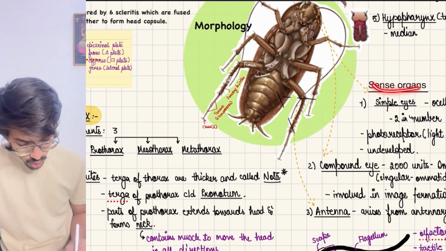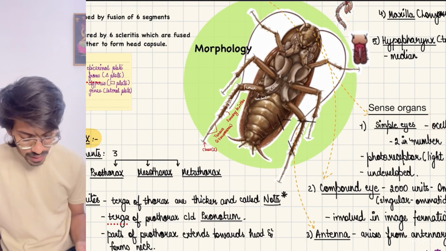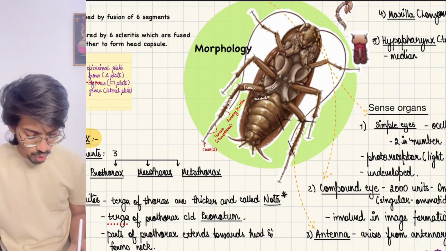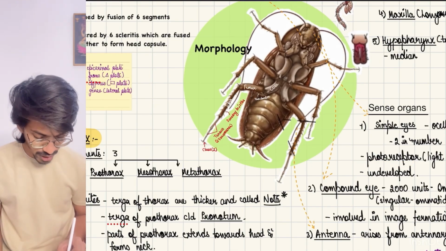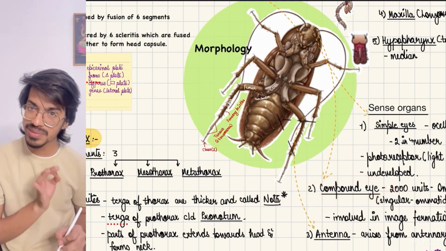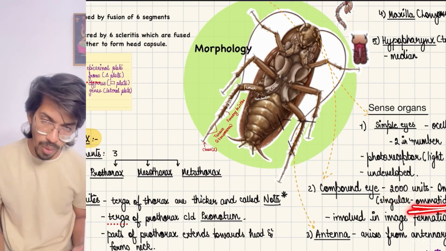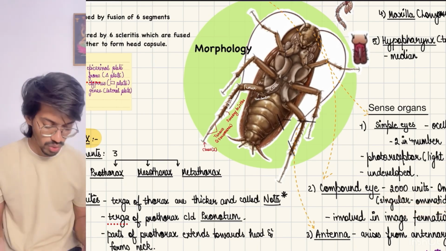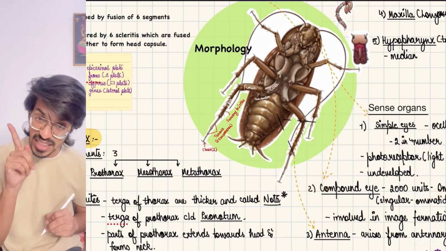Moving on to the sense organs. There is the presence of what? Simple eye, called ocellus or ocular spot. They are 2 in number and they are just photoreceptors. It just detects the presence of light, not image formation. For image formation, we have compound eyes made up of 2000 units, each of which, singular, is called an ommatidium. All together they are called what? Ommatidia. Important PYQs. 2000 in each eye.